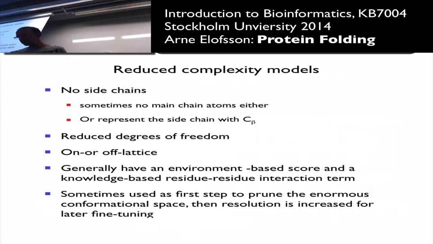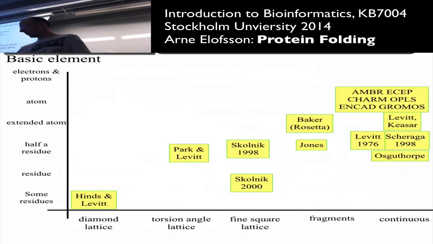Well, just to summarize, you can basically have simplified models. You have, for instance, simplified side chains. You can reduce the degrees of freedom by using a lattice or off-lattice, or using the Hilbert space. You can try to describe the environment, basically the water solution, in different ways. Since you always have some kind of balance between complexity and detail, this is a list of what people have done throughout the years.